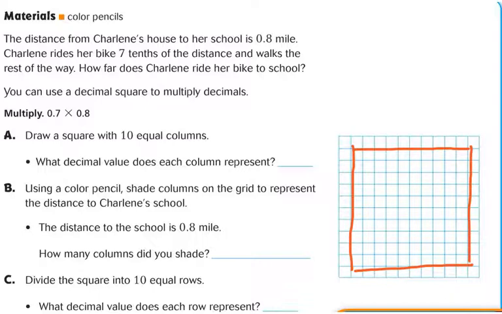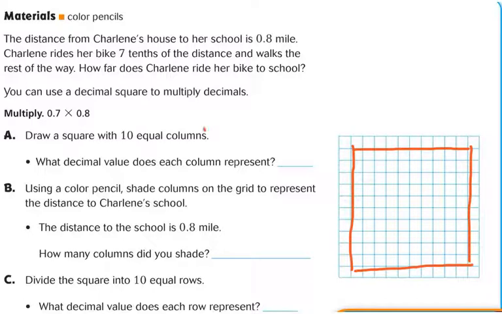We're starting at the top of the page, and everybody can read along with me as I read aloud with you. The distance from Charlene's house to her school is 8/10 of a mile. Charlene rides her bike 7/10 of the distance and walks the rest of the way. How far does Charlene ride her bike to school? You can use a decimal square model to multiply decimals. So what we're going to do, boys and girls, is we're going to multiply 7/10 by 7/10.